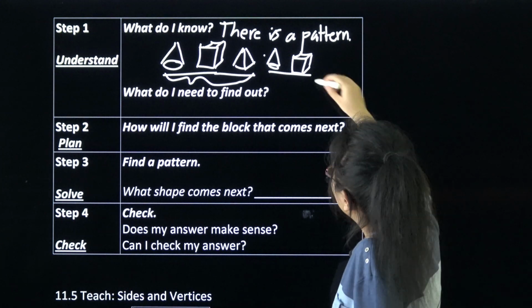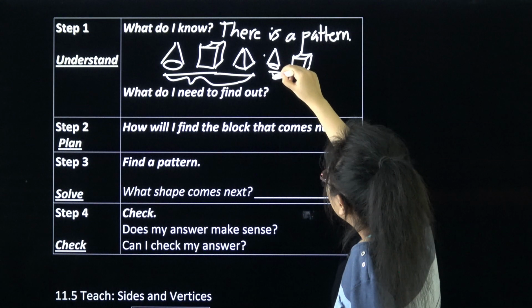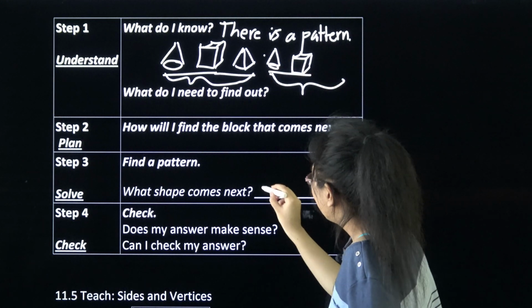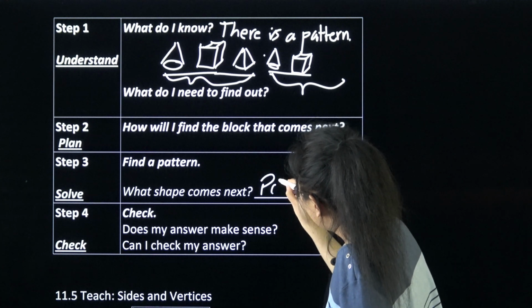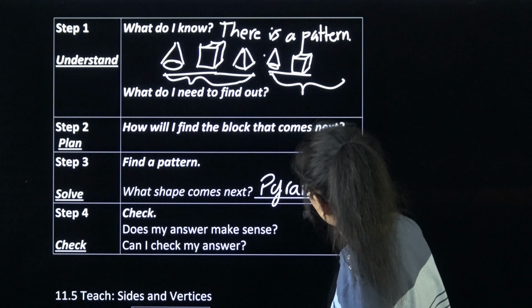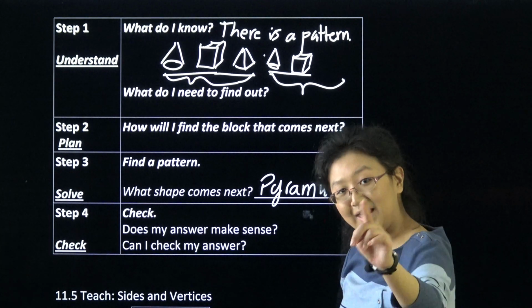What shape comes next? So since it's cone, cube, pyramid, and we're at cone, cube, then what's next? Pyramid. So what shape comes next? Pyramid. Now the word pyramid may be hard for some people to remember how to spell, but it's okay. You get it soon enough.